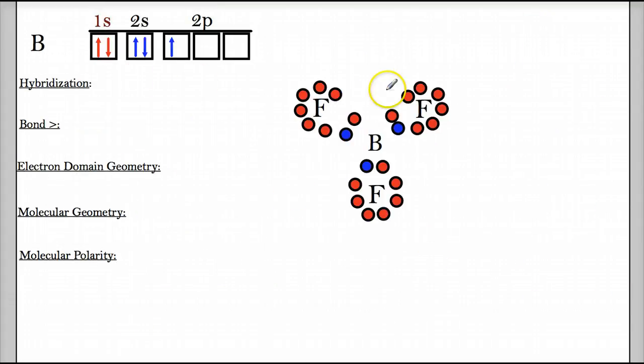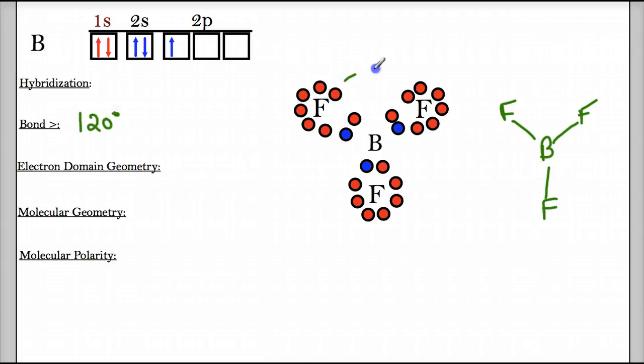Okay, next one is this compound. An odd compound again, but again, I'm just using it so we can understand. This is boron with fluorine. And we know something about this. We know that this makes a bond angle of 120 degrees. Okay, it's a third of a circle. We know that experimentally. And we also know experimentally the bond energies of all of these are exactly the same.